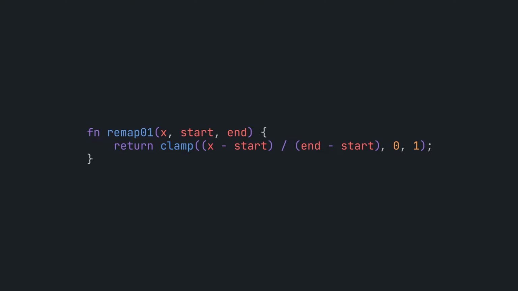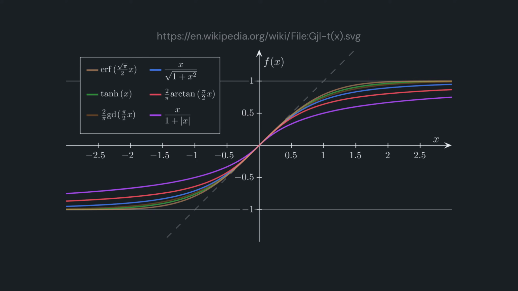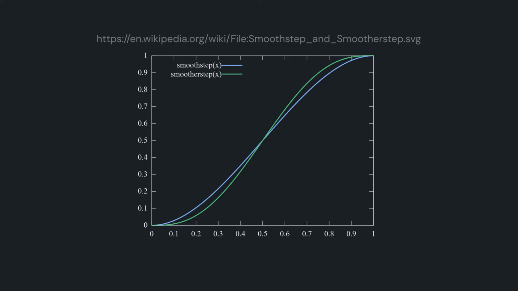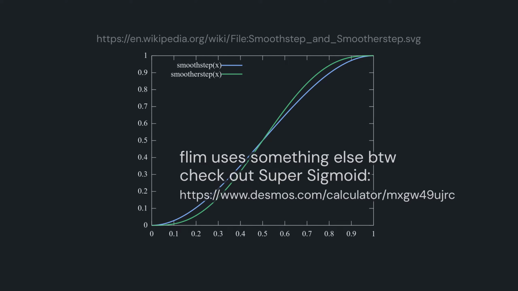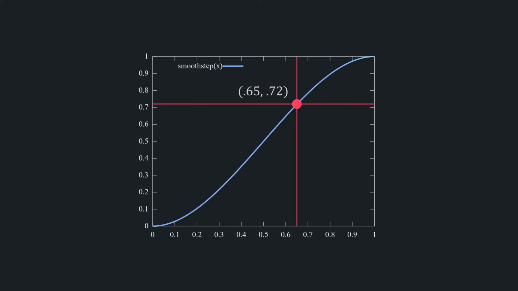Remember that our exposure value, the log 2 of the input energy, was 6.9. If we remap this number from the sensitivity range -14 to 18 to the 0 to 1 range, we'll get 0.65. Let's now put this into a sigmoid function. Now there are plenty of sigmoid functions out there, but SmoothStep is a good candidate, so we'll start from there. If we put 0.65 in this function, we'll get 0.72 out.